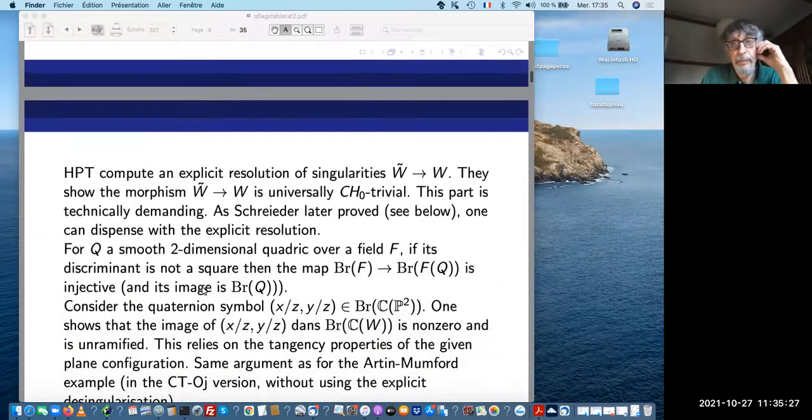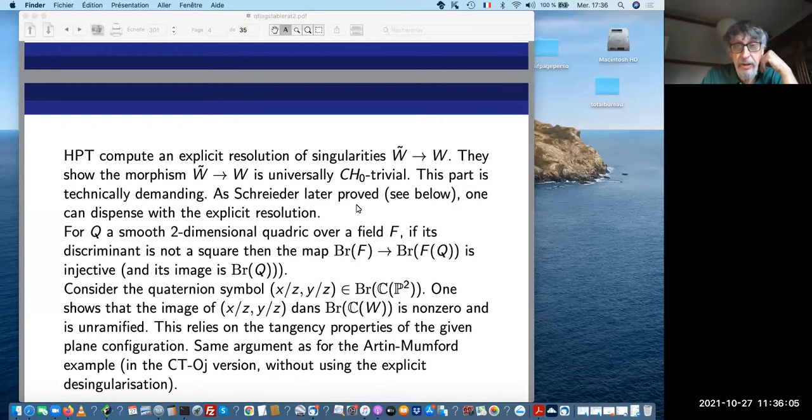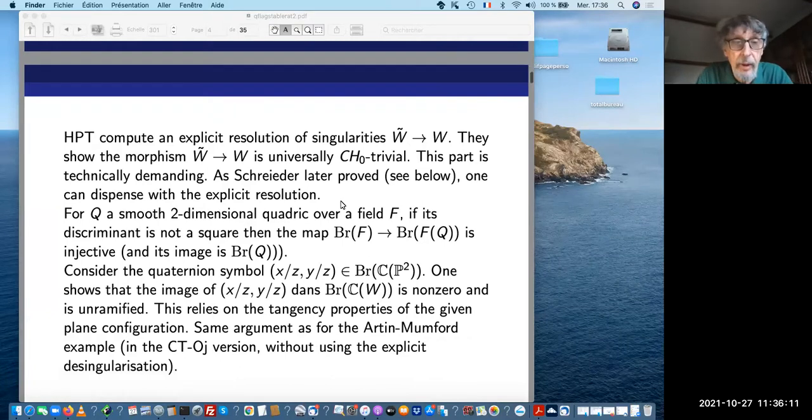And so what Hassett, Pirutkan, and Schinkel do is compute an explicit resolution of singularities for this W, which is singular. So this four-dimensional variety is singular. They compute an explicit resolution of singularities. And then they show that the morphism W tilde to W is universally CH0-trivial. I remind you, it means that for this proper map, the map induced on CH0, the group of zero cycles, is an isomorphism over the ground field and over any overfield. This part, as usual, is technically demanding because you have to compute an explicit resolution of singularities. In fact, in this case, as Schreieder later proved, as I mention below, one can dispense with the explicit resolution in this argument.